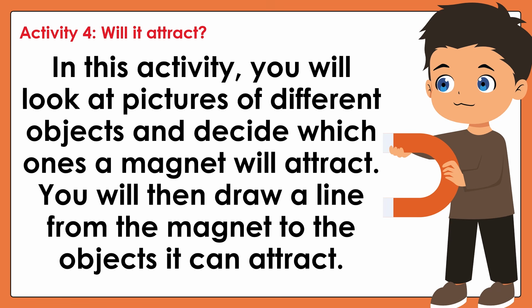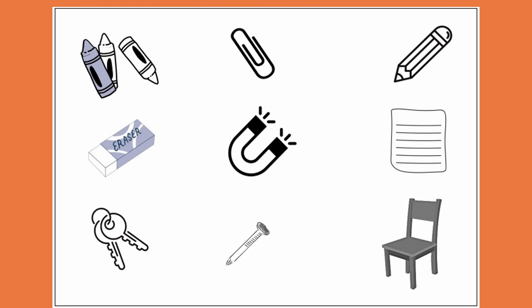In this activity, you will look at pictures of different objects and decide which ones a magnet will attract. You will then draw a line from the magnet to the object it can attract. Here are the pictures. So we have colors, paper clip, pencil, paper, chair, nail, key, and eraser.